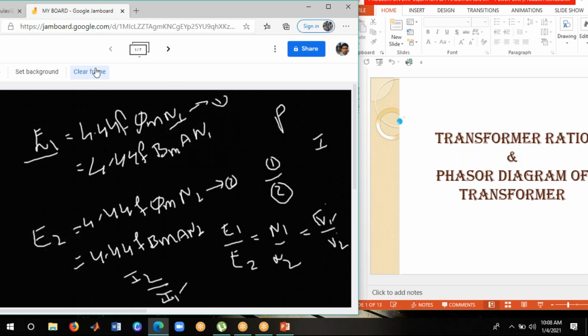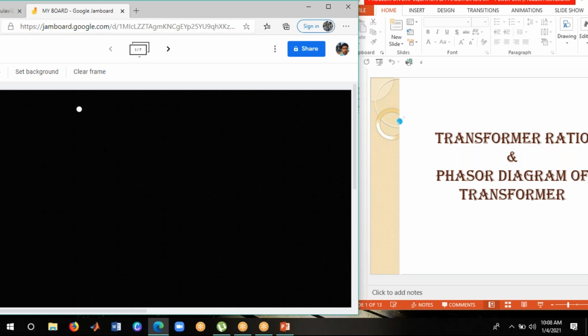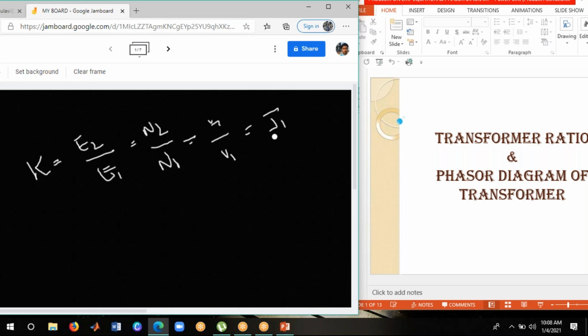So finally, we can conclude with this relation: the transformation ratio, denoted by small k, equals E2 divided by E1, equals N2 divided by N1, equals V2 divided by V1, and I1 divided by I2.